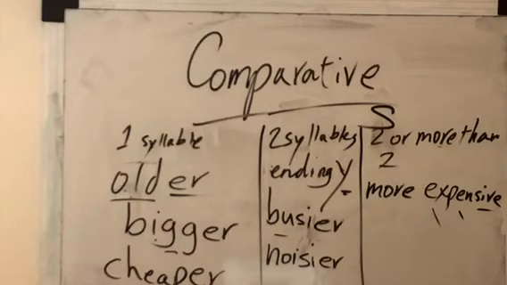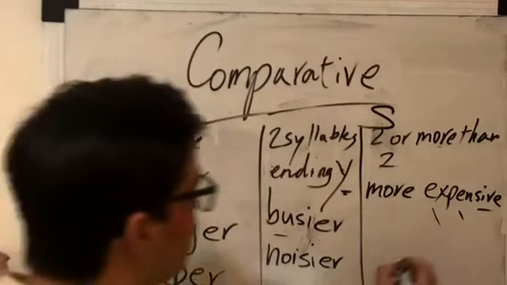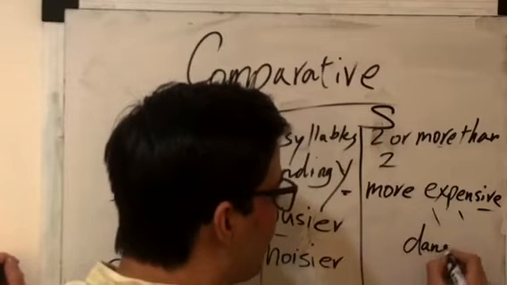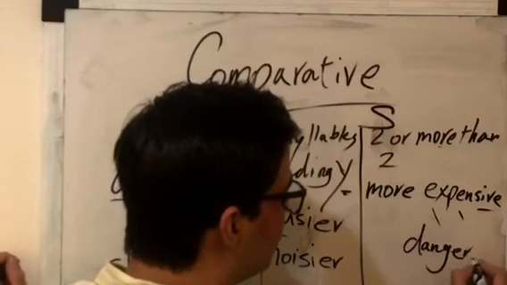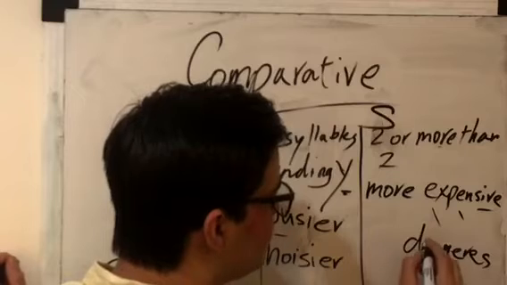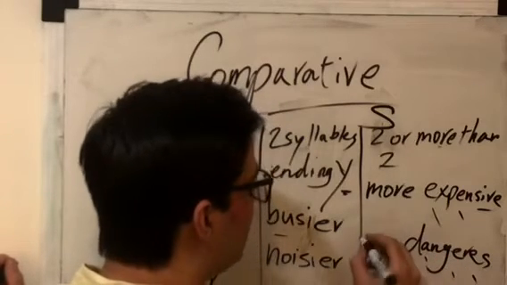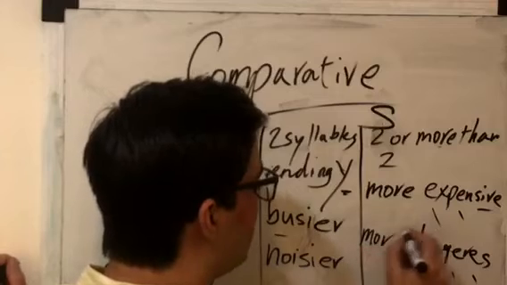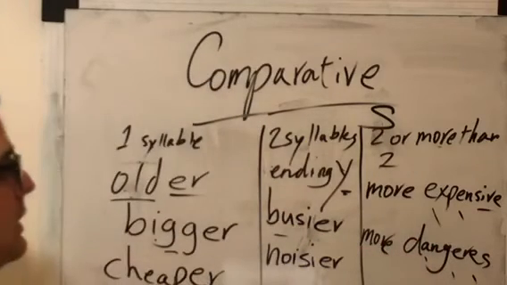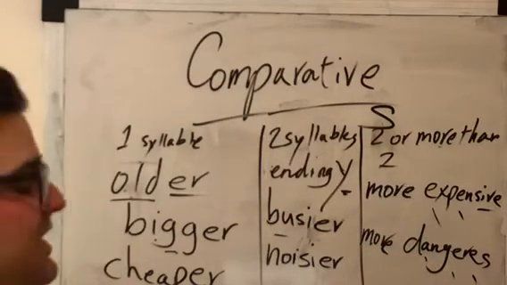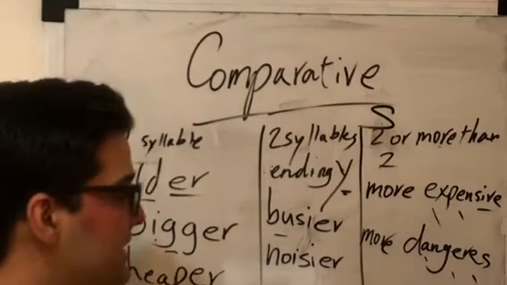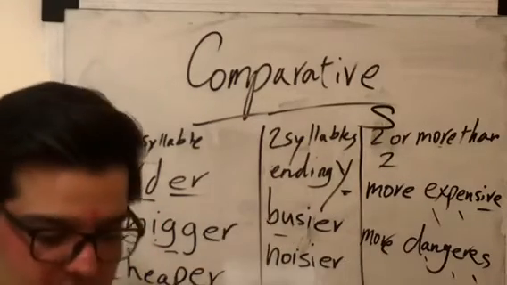The other examples that you can say, like dangerous. Yes, for example, dangerous. Three syllables. Okay, you can add more: more dangerous to make a comparative adjective.